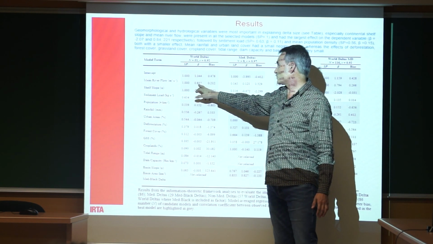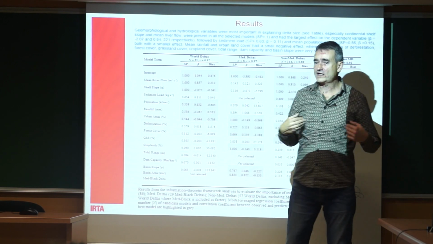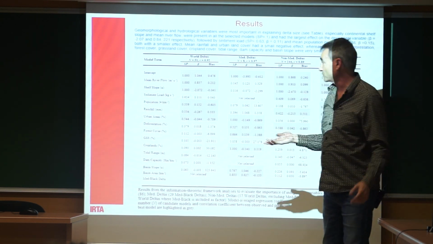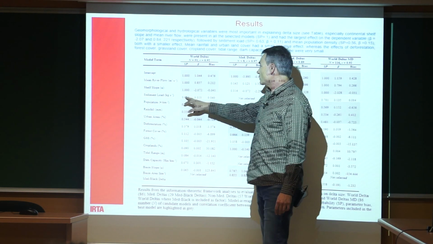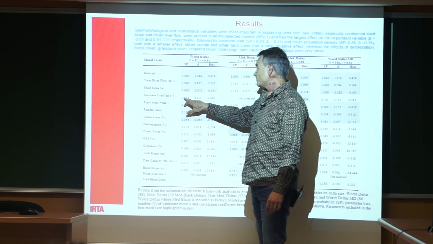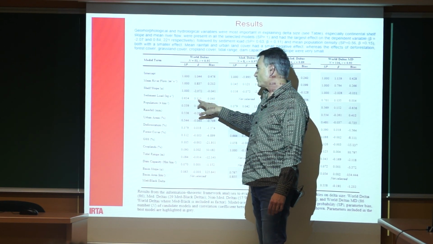Whereas in positive terms is mean river flow. The higher the flow, the more capacity to transport sand. It's very clear, very easy, very simple, right? Sediment load still had an effect, but small. So it was not present in all the models, and the slope was small.